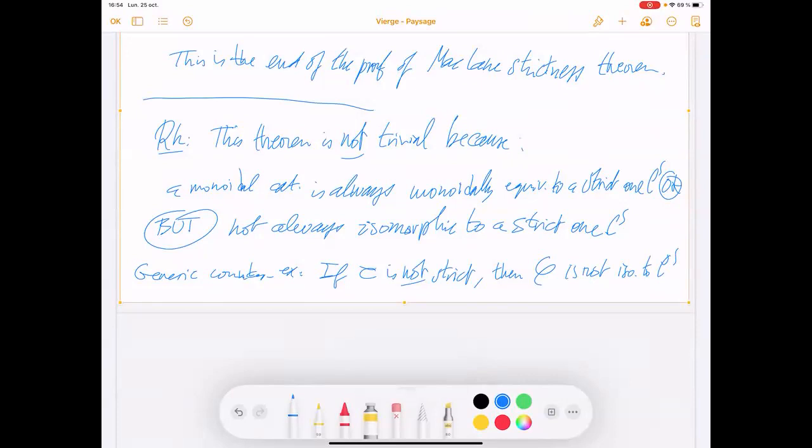Okay. So we will see tomorrow, we'll start to see a concrete example of non-strict category, Vec G omega with omega non-trivial. And then we will explain the application of the MacLane strictness theorem, the coherence theorem. So tomorrow we see some examples and the coherence theorem. Okay, so let's stop here.